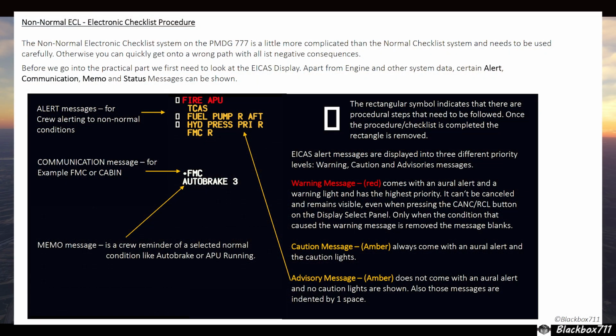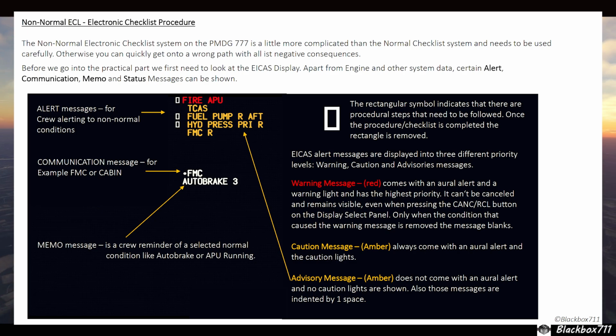So the non-normal electronic checklist system is a little bit more complicated than the normal checklist system and also needs to be used very carefully. Otherwise you can quickly get into a wrong path with all its negative consequences. On the EICAS display you will see mainly three different messages, either warning, caution or advisory. However, there's also so-called communication messages and memo messages.